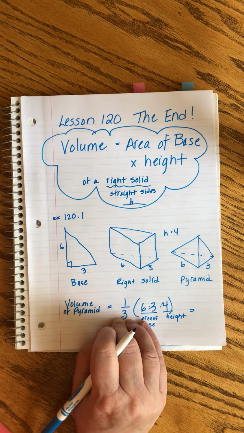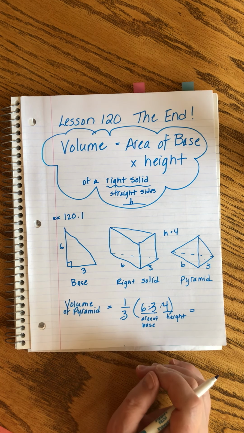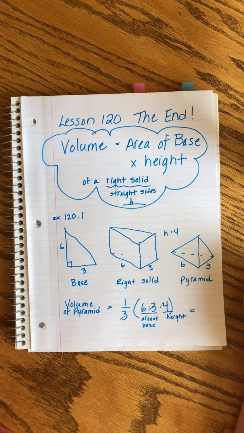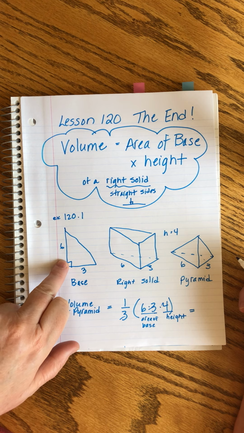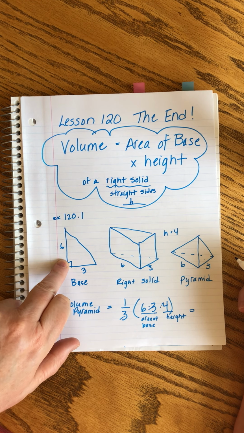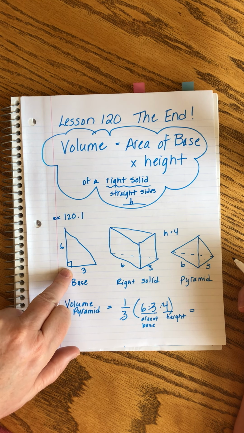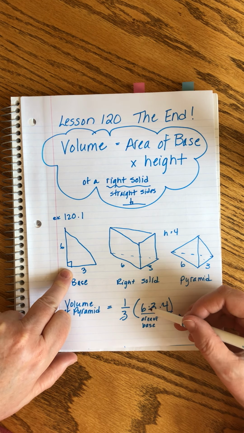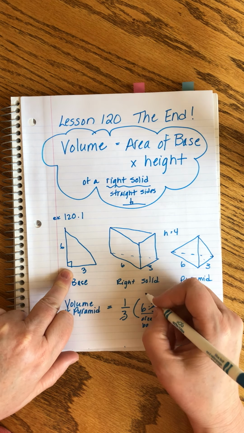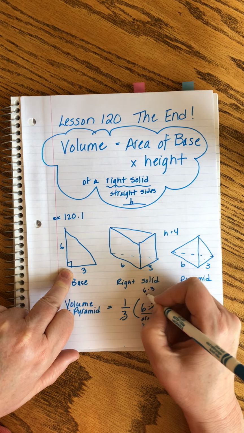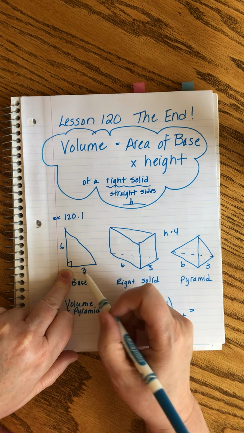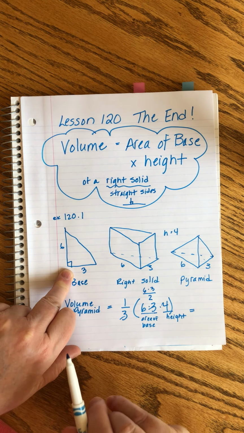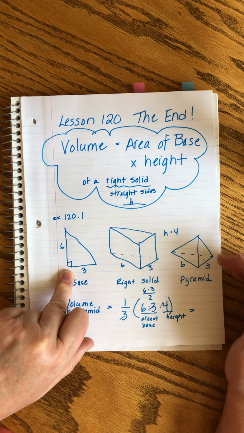Oh. Wait a minute. Oh, I see what I did. The area of the base is not 6 times 3. The area of the base is 6 times 3 divided by 2, right? Because it's a triangle. Ah, I tricked myself.